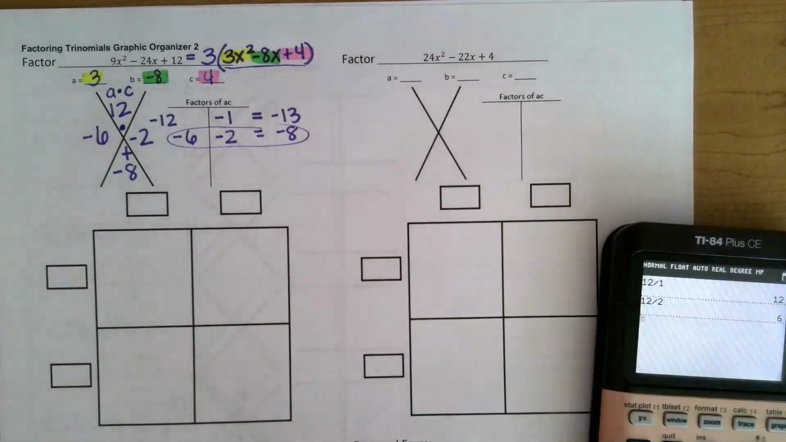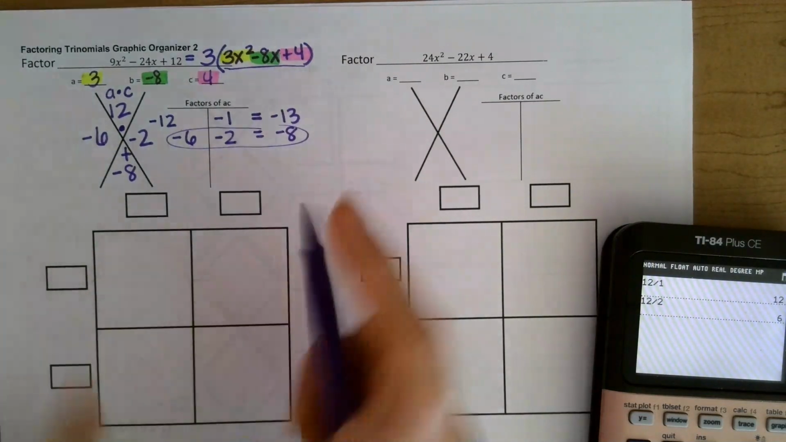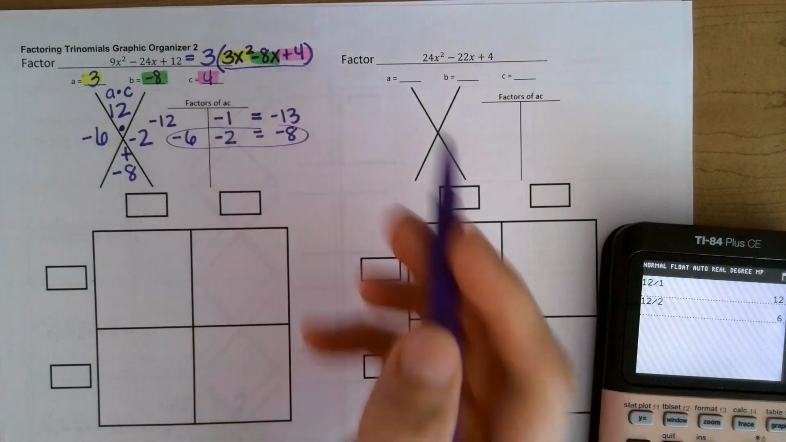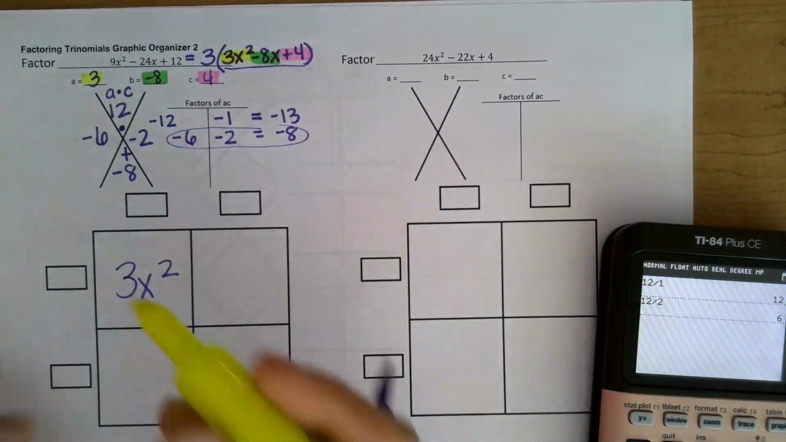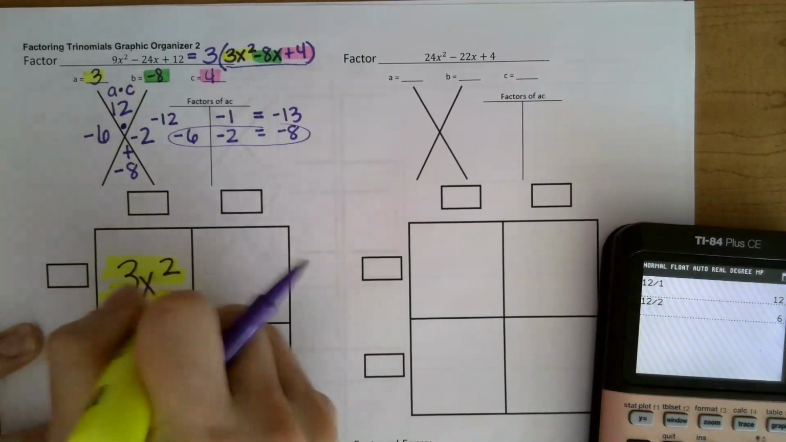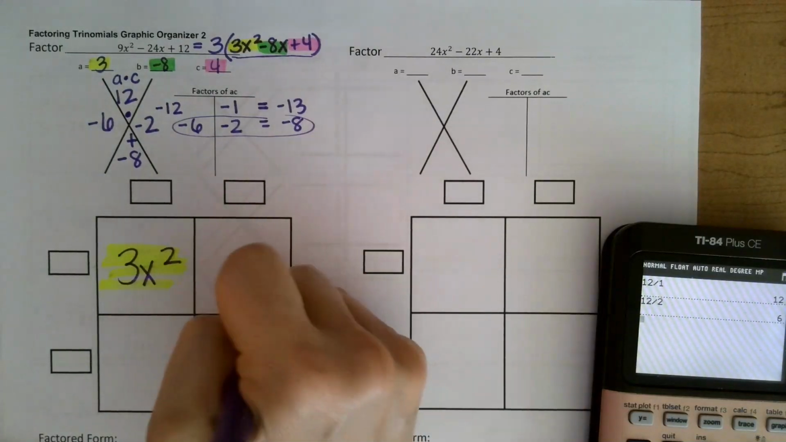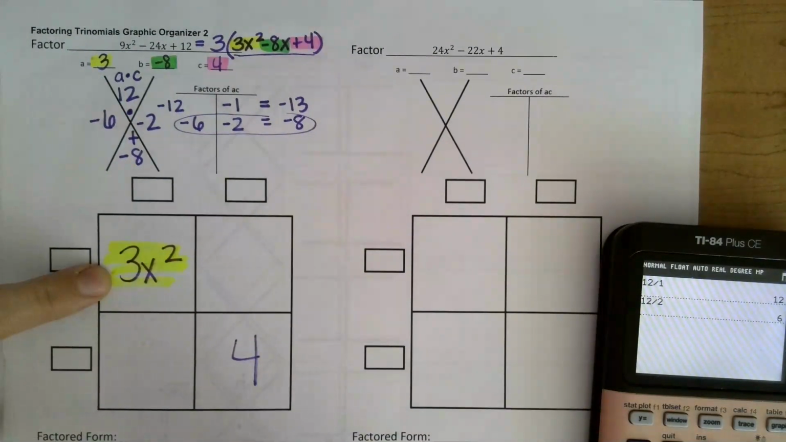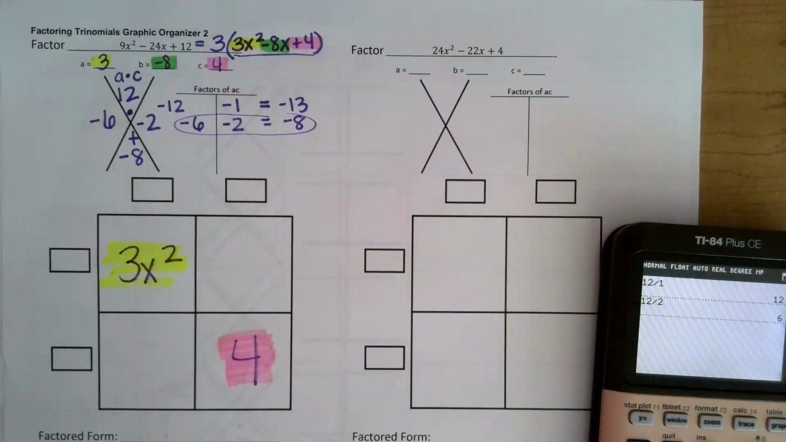All right, then if we're doing the box method, the first box is our squared term. Go back up to the parentheses. Which number's our squared term? 3x squared. So that goes on the first box. The last box is our C term. What was our C term? 4. So the first term, the x squared term always goes there. The constant, the last term always goes here.